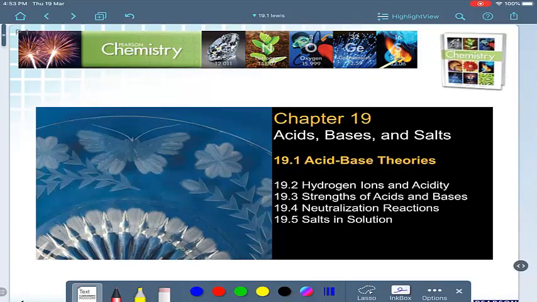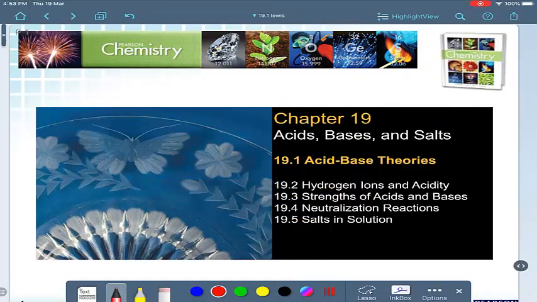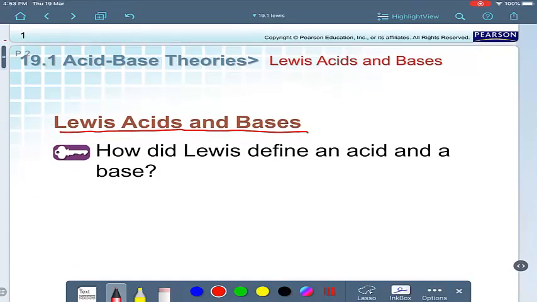Today we are going to study acids and bases according to the third theory, which is Lewis theory. We studied before the Arrhenius theory and the Bronsted theory. Today we are going to study Lewis acids and bases. How did Lewis define an acid and base?